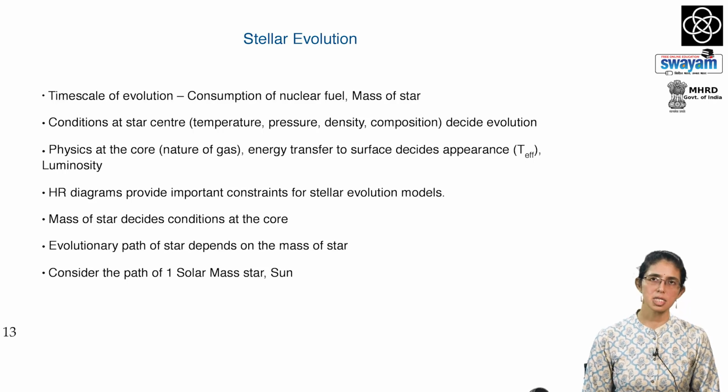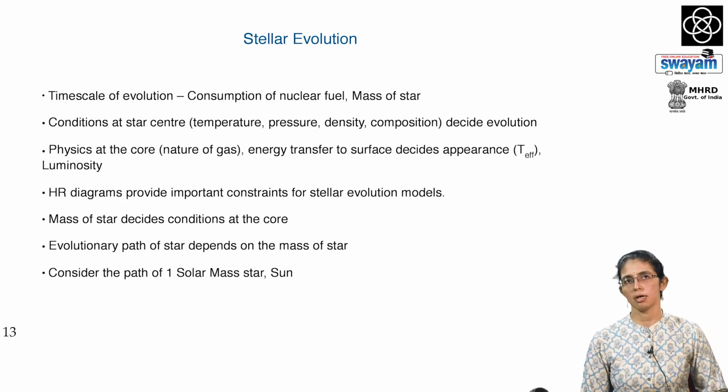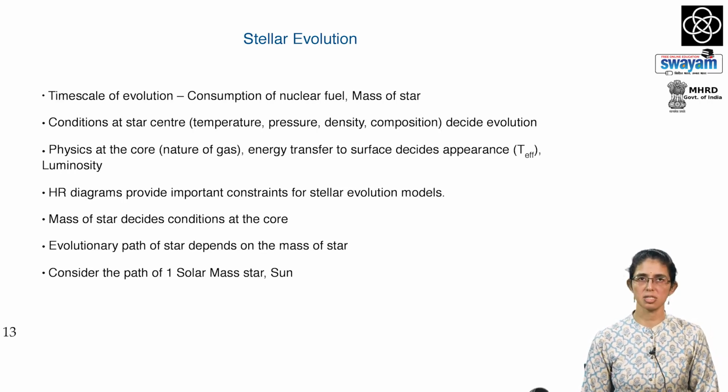And in this respect, HR diagrams provide a very important constraint. Using this HR diagram, one can get stars of different evolutionary stages. For a given evolutionary stage, depending on its surface temperature and luminosity, the star will be located at a different point in the HR diagram.